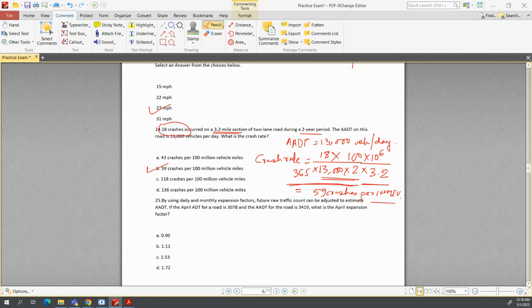So the next problem is the last problem for today. By using daily and monthly expansion factors, future raw traffic counts can be adjusted to estimate AADT. If the April ADT, average daily traffic, for a road is 3078 and the ADT for the road is 3419, what is the April expansion factor?